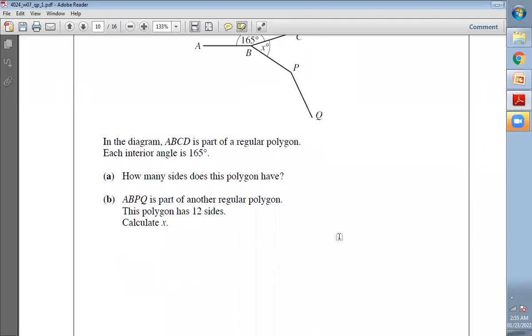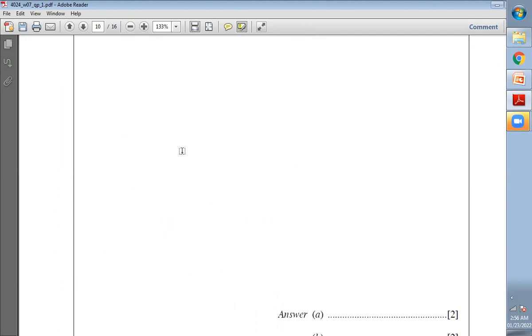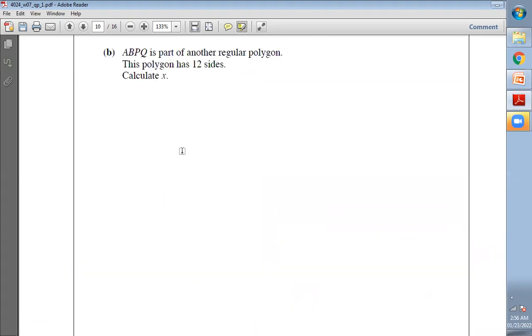Okay, then he says ABPQ is a part of another regular polygon. This polygon has 12 sides. Calculate x. So for this polygon, the angle B here, which will be ABP, I can find this. ABPQ is a part of a regular polygon which has 12 sides, so I can very easily find ABP. The formula is the same. So let me show you this question number 18 and its second part, and the second part is of 2 marks.